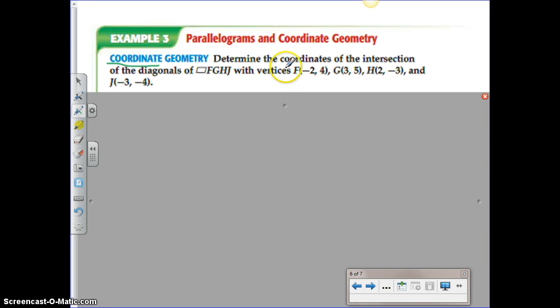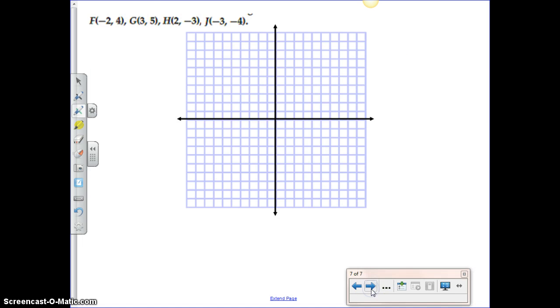Our final example uses coordinate geometry, so it might be helpful to have a little bit of graph paper handy. Determine the coordinates of the intersection of the diagonals of this parallelogram with these vertices. I like to first picture what I'm working with, so I'm going to turn to my graph paper and quickly plot these. -2, 4 is right here. 3, 5 is right here. Maybe make those bigger.